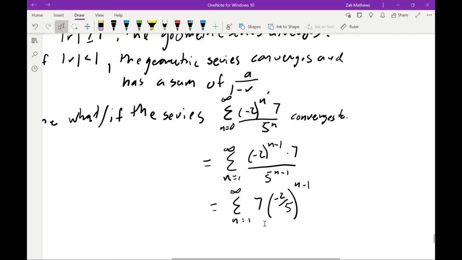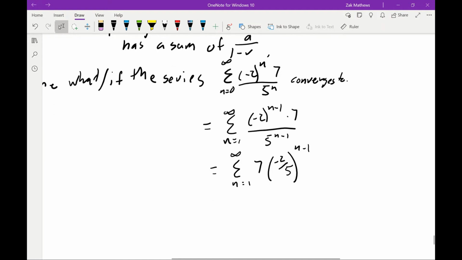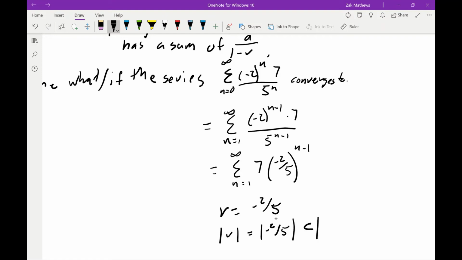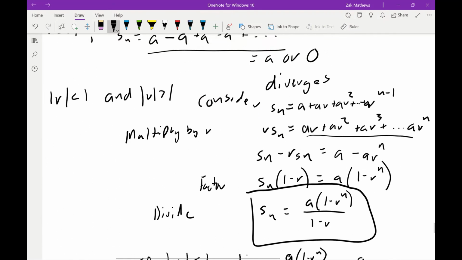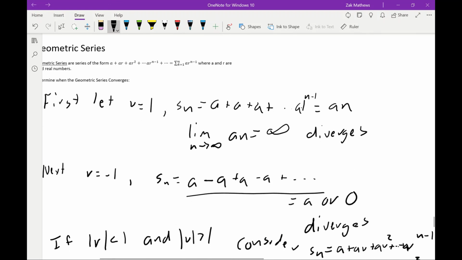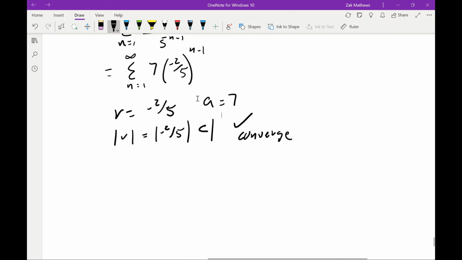So now let's think about this. What we've just said is if this r value, the number being raised to a power, has an absolute value less than 1, which in this case is negative 2/5, and that is true in this case, this must converge. So we know that the r is equal to negative 2/5, our a is equal to the 7. Remember, the a is simply the coefficient, the number not being raised to the power, so let me get back up to my definition. The a is the coefficient, the thing not being raised to a power, so our a is equal to 7.